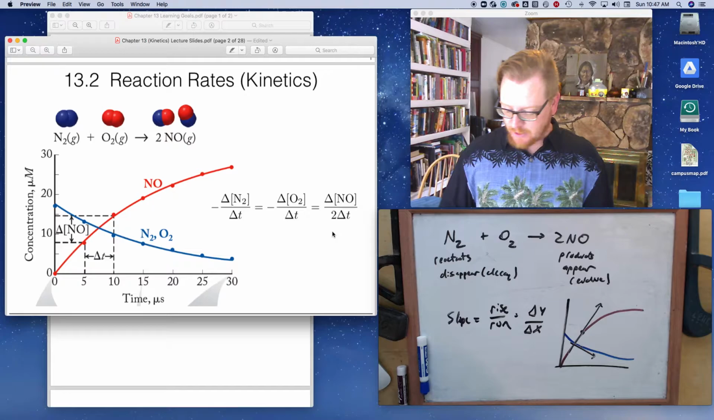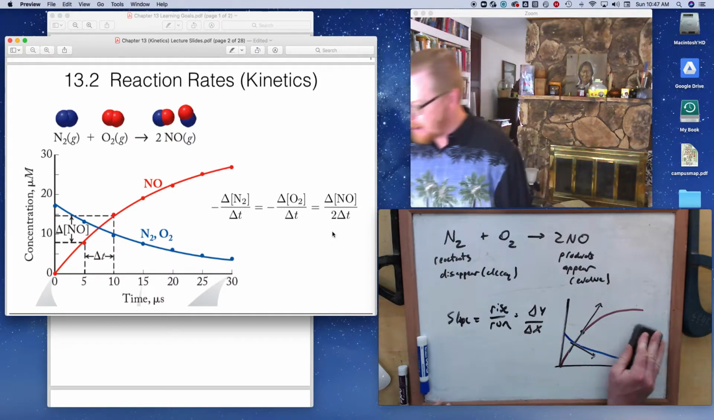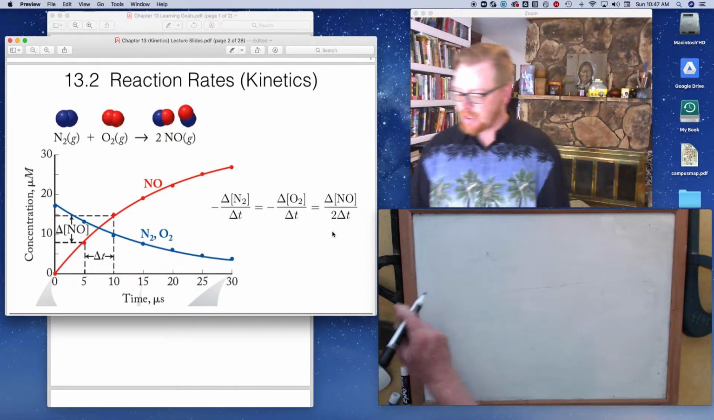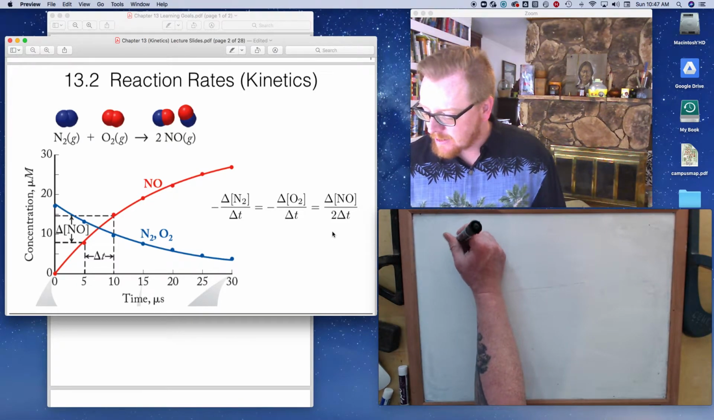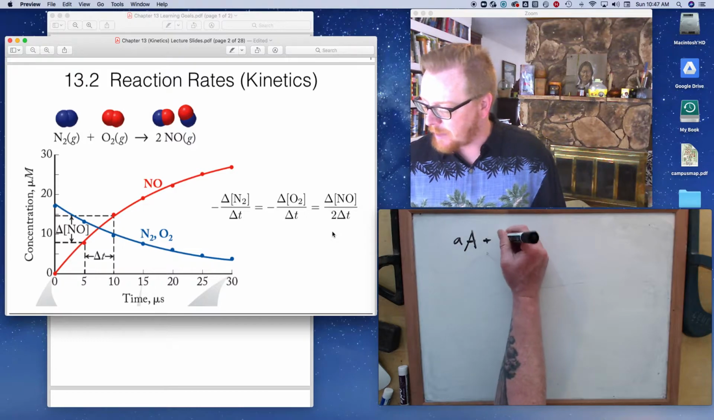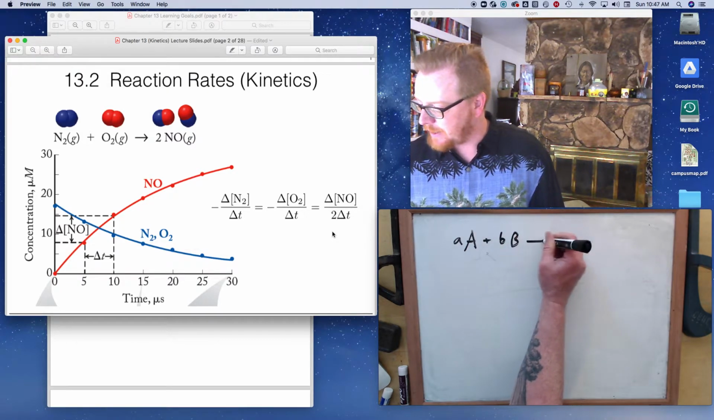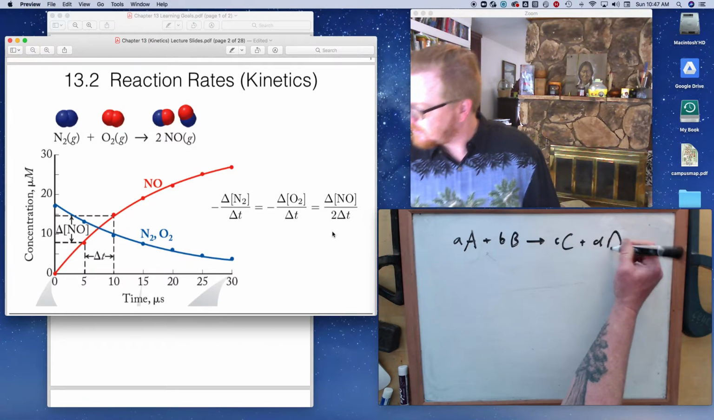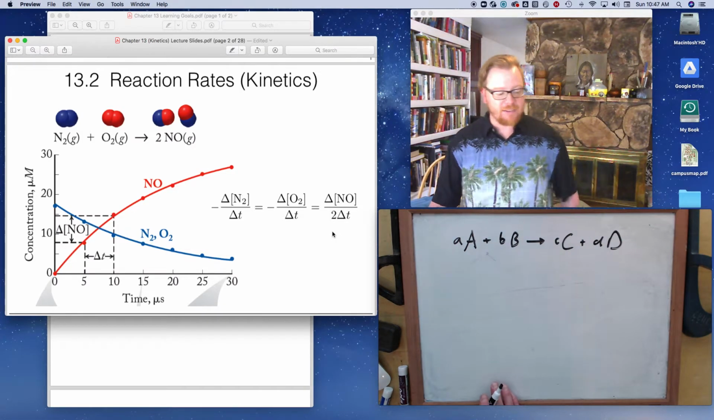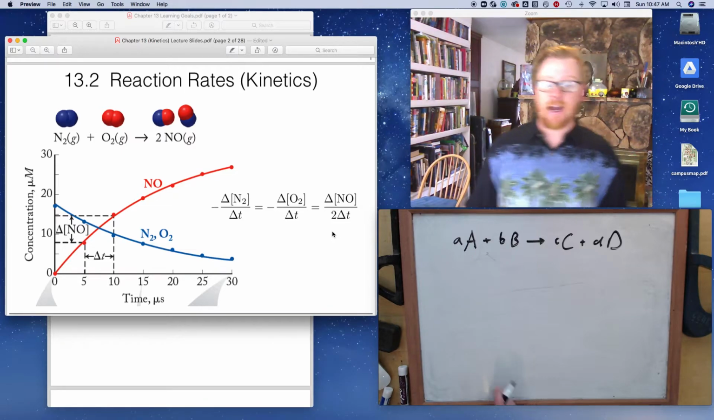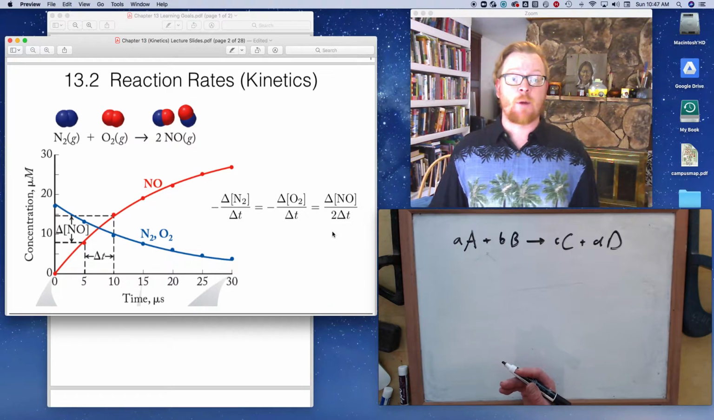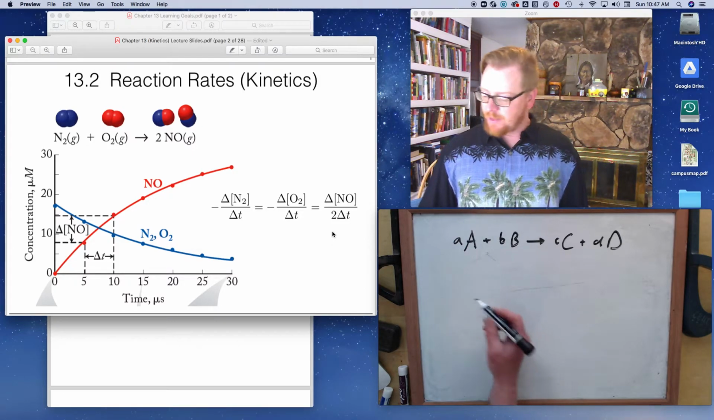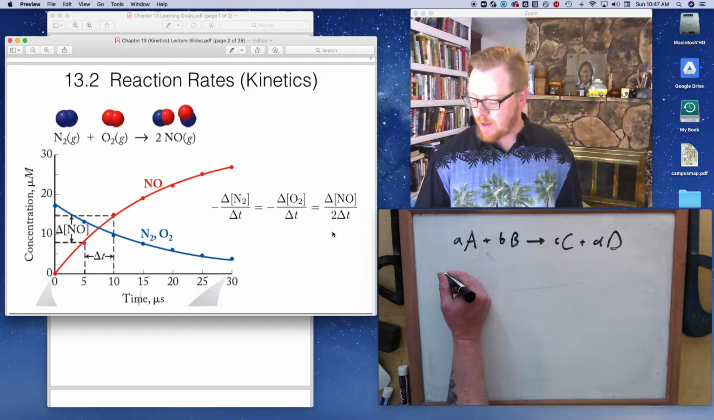Okay, so now let's look at a way to do this generically for any reaction. If I write, let's say, lowercase a and big A plus lowercase b and big B reacts to form C and D, where my lowercase letters are my stoichiometric coefficients, however I balance the reaction, and the uppercase letters are my chemical symbols, then I can relate my rates to each other by the following.